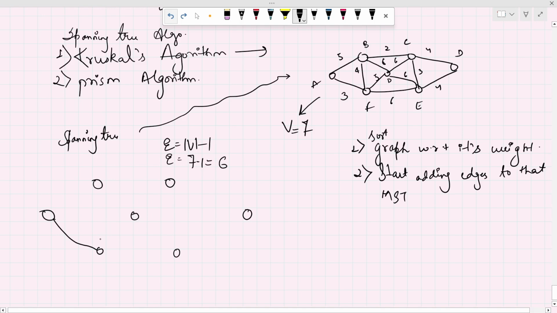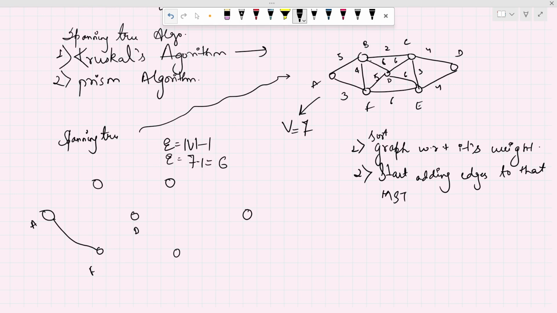Okay, now A to F you connected. Now from F you have to select the shortest path. From F to D, the value is, okay, not 3, the value is 5. And from F to B, because we have to connect B as well, what's the value from F to B?